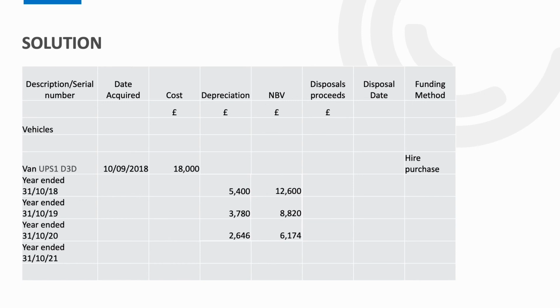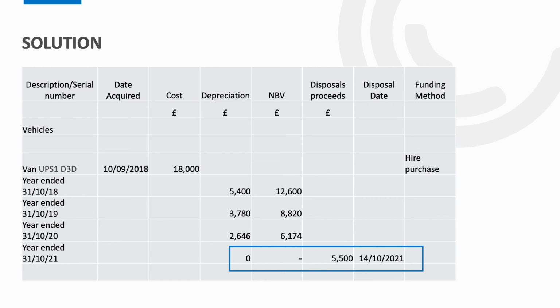The final stage is to show the disposal of the asset. We're now in the final year of ownership, and let's just remind ourselves within the case study it states depreciation is charged in full in the year of acquisition, but nothing in the year of disposal. So no depreciation in the year of sale. It says the vehicle was sold for £5,500 on the 14th of October 2021. To record this, we can see that we've entered the sale value of £5,500 in the disposal proceeds column and the disposal date in the disposal date column.